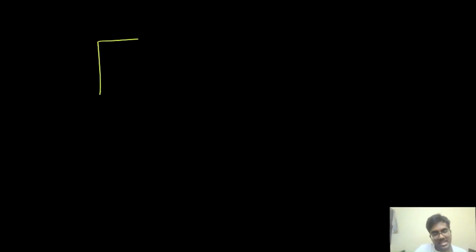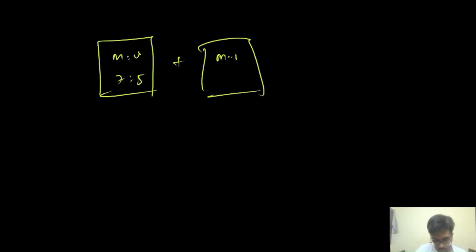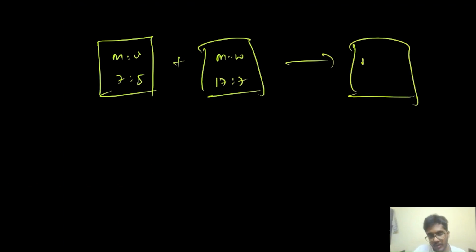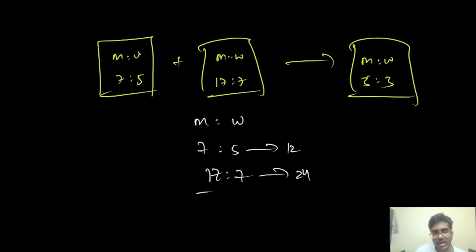Again, it's very easy. So we have milk is to water, what is it? 7:5. And we have milk is to water in the second container equal to 17:7, and we get the final milk is to water value to be equal to 5:3. So how do you do this? Write the values again. Milk and water, we have 7:5. What's the total here? That is 12. And we have 17:7. What's the total here? That is equal to 24. And we have the final output to be 5:3. What's the total here? 8.